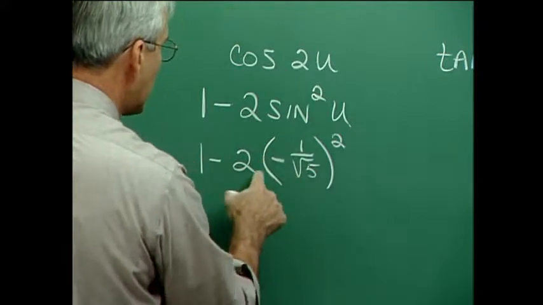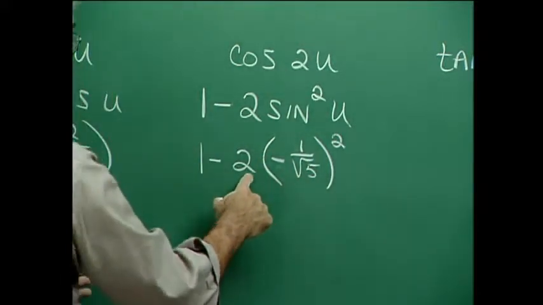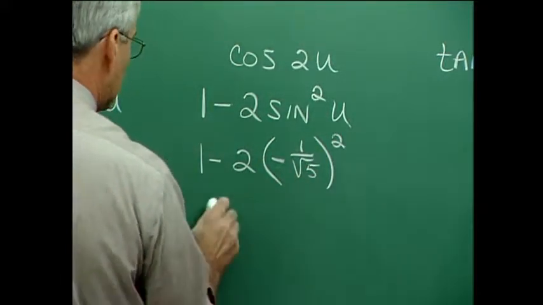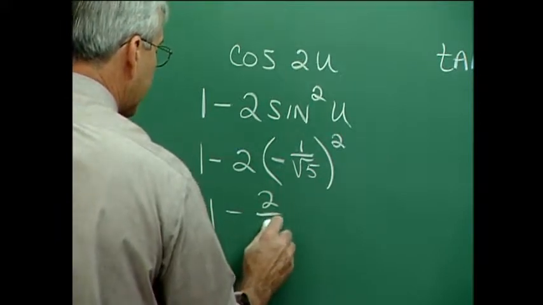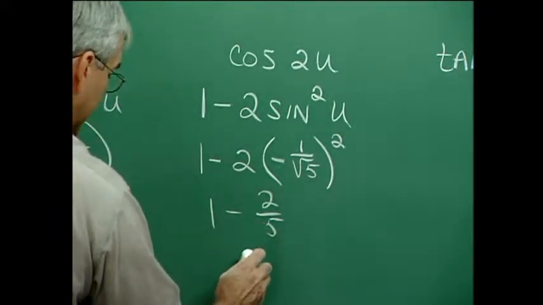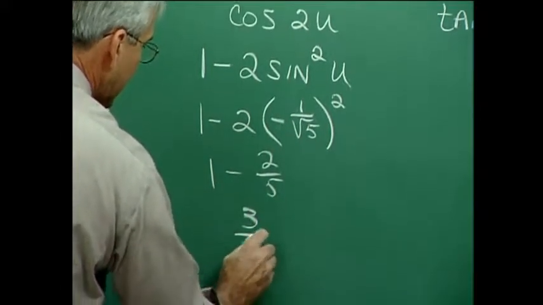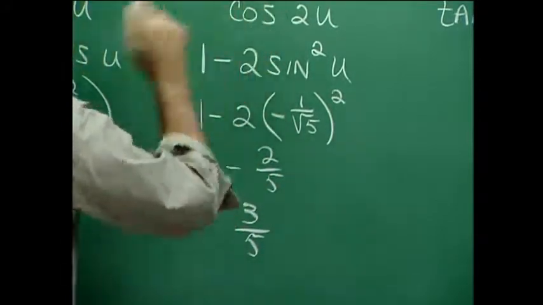Now, 1/5 times 2 is 2/5. You see, so this is 1 minus 2/5. I'll write that down. So 5/5 minus 2/5 is 3/5. So 3/5 for cosine 2u.